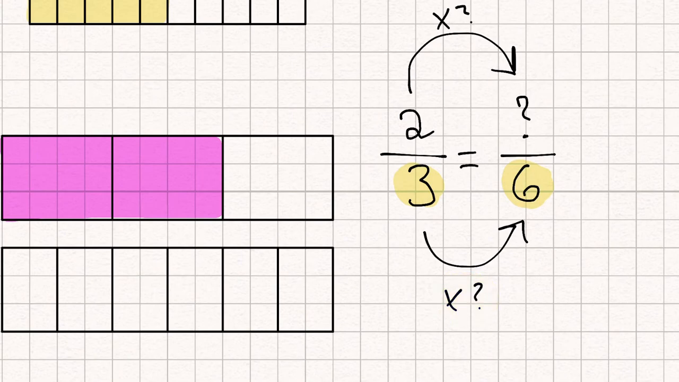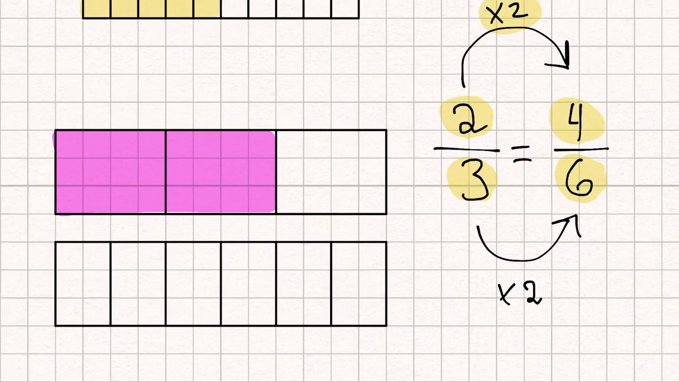3 times what equals 6? 3 times 2 equals 6. Whatever I do to the bottom, I have to do to the top. 2 times 2. What is 2 times 2? 2 times 2 equals 4. 4/6.